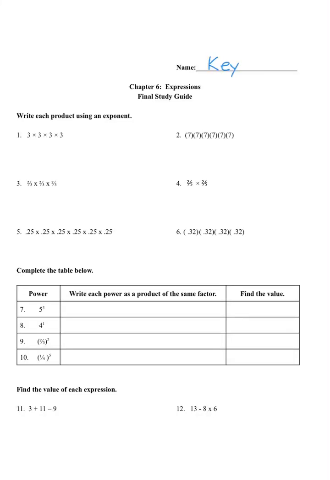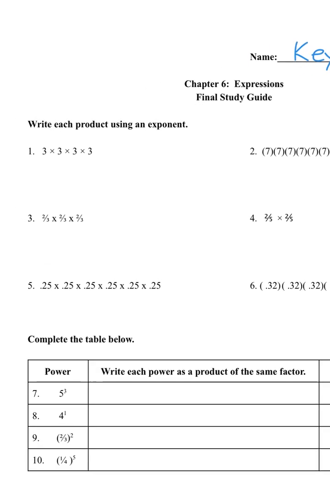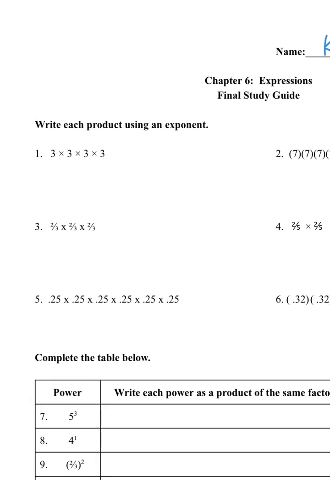All right, sixth graders, taking a look at our Chapter 6 study guide, focusing on expressions. The majority of this first page is exponents. So diving into number 1, we are looking at writing each product using an exponent. If we have 3 times 3 times 3 times 3, that means there are 4 3's. So we will take our 3 and put it to the 4th power.